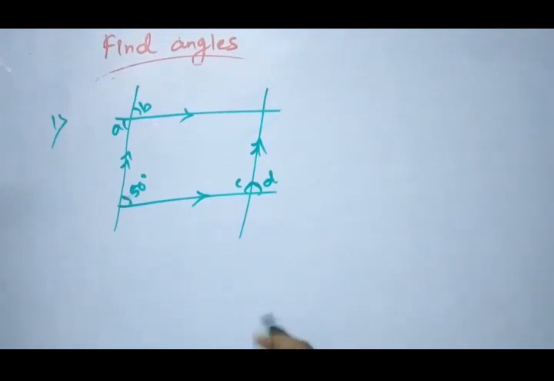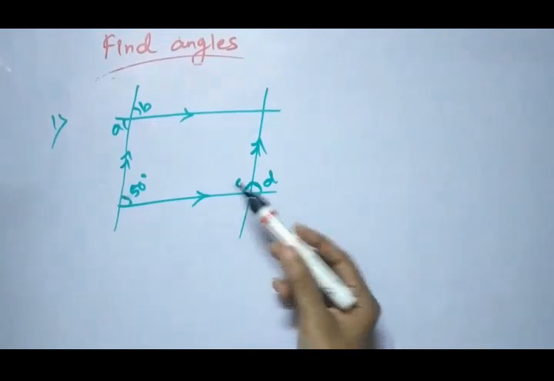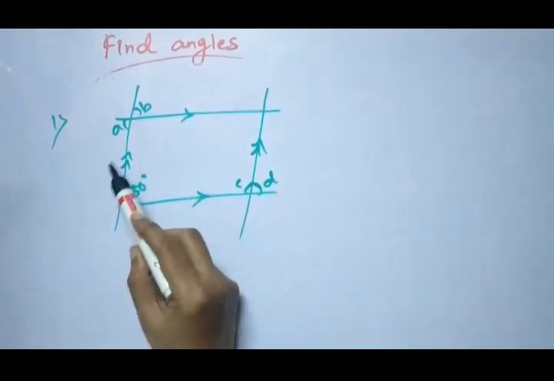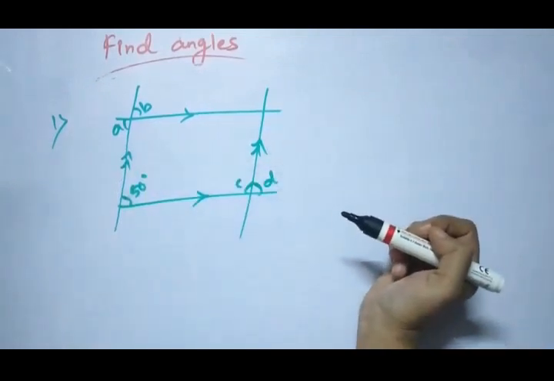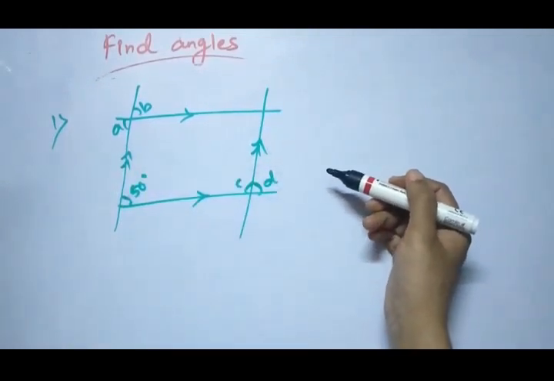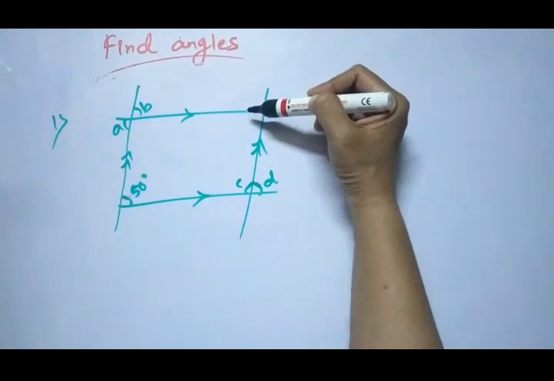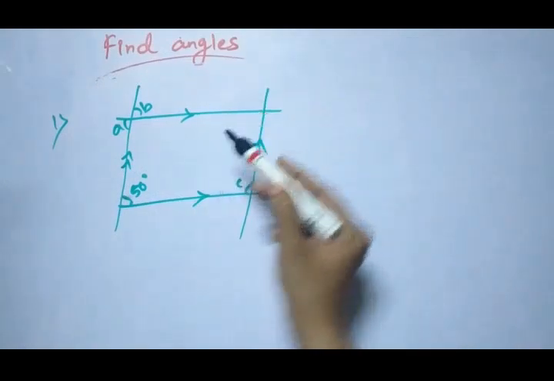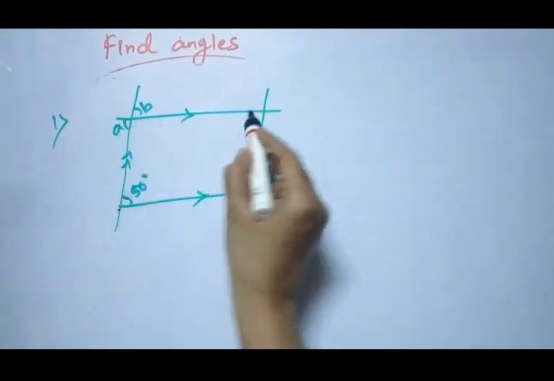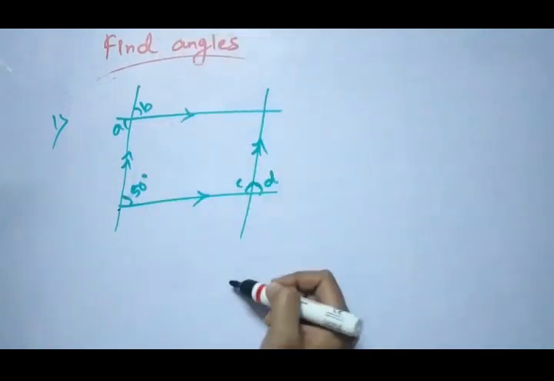So friends, now the next question is, we need to see this diagram and find out these lettered angles A, B, C and D. So friends, first of all, we need to observe this diagram carefully. Here are two sets of parallel lines. First, this and this is one set of parallel lines, and these two vertical lines are another set of parallel lines.